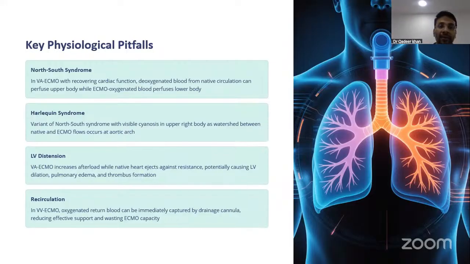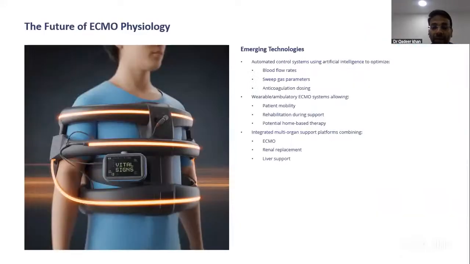In VA ECMO, the main problem is with the LV distension and also with differential hypoxia that has to be considered when you are managing the blood flows and oxygenation. And meanwhile, you're considering the preload and afterload. So you need to maintain lower flows so that your LV distension can be prevented.